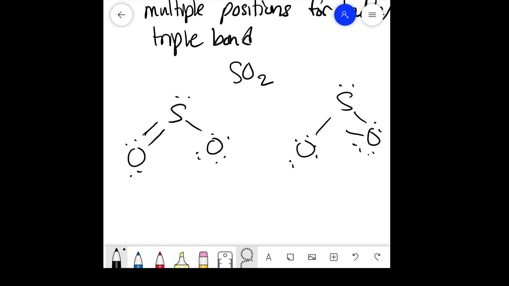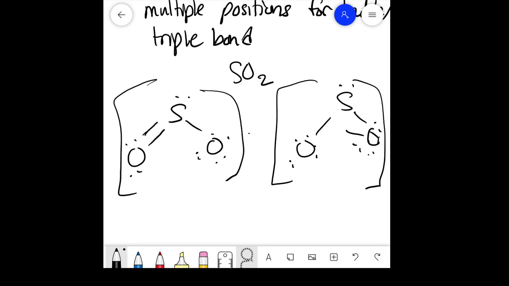These are very ugly, but I'm not really trying much right now. Okay. So what you do is you have to draw both and then put brackets around each one and draw an arrow between them to show that they can go either way. So that is how to draw these structures.